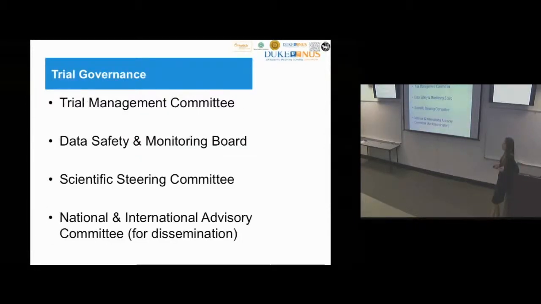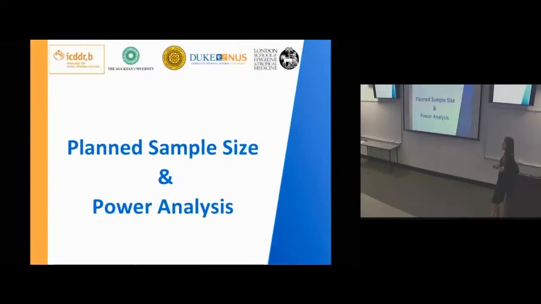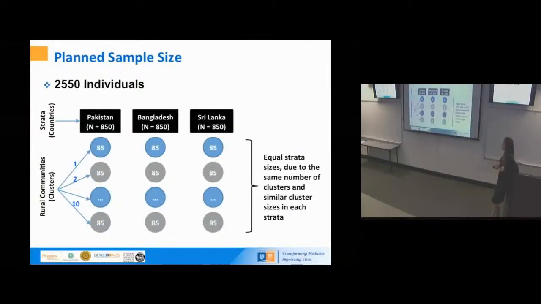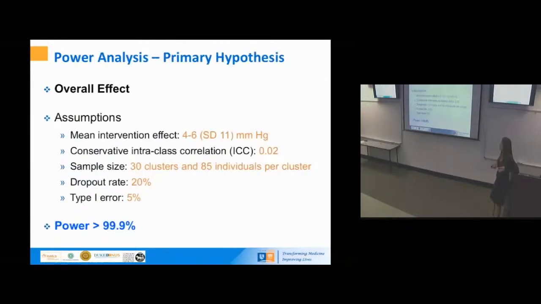Trial governance, we have a trial management committee meeting, we have data safety and monitoring board, we have scientific steering committee, national and international advisory committee for dissemination. And our sample size, in each country, we have about 50 participants. In each cluster, we'll have 85 hypertensive, equal sizes due to same number of clusters, similar cluster sizes in each. And then these are our power analyses.